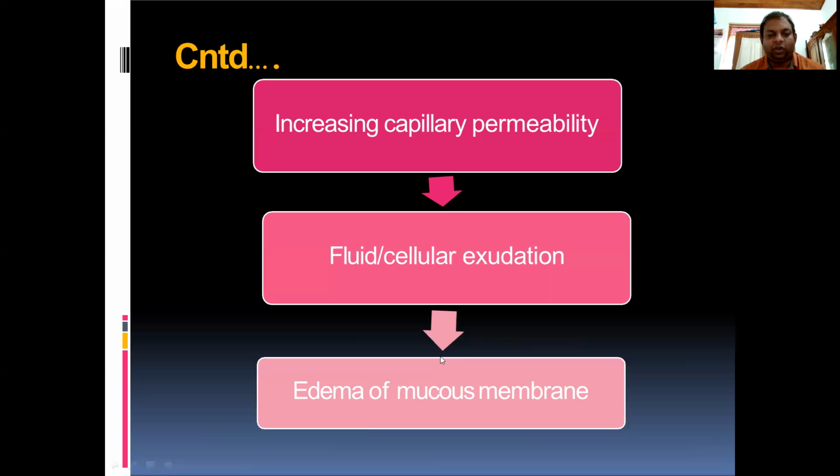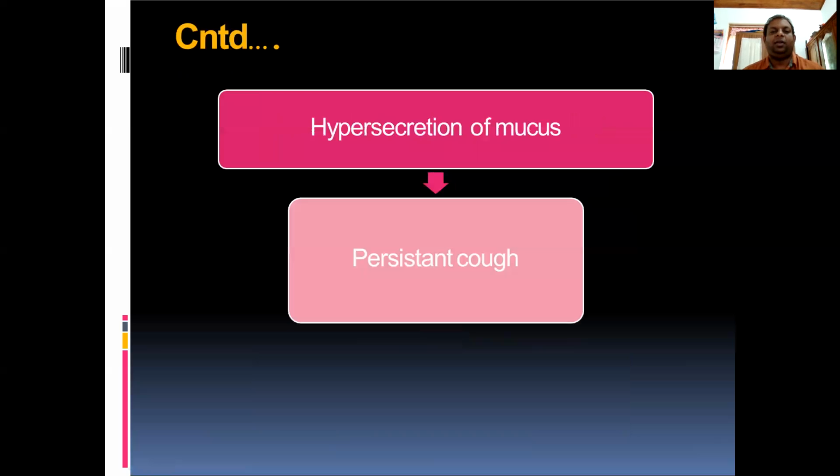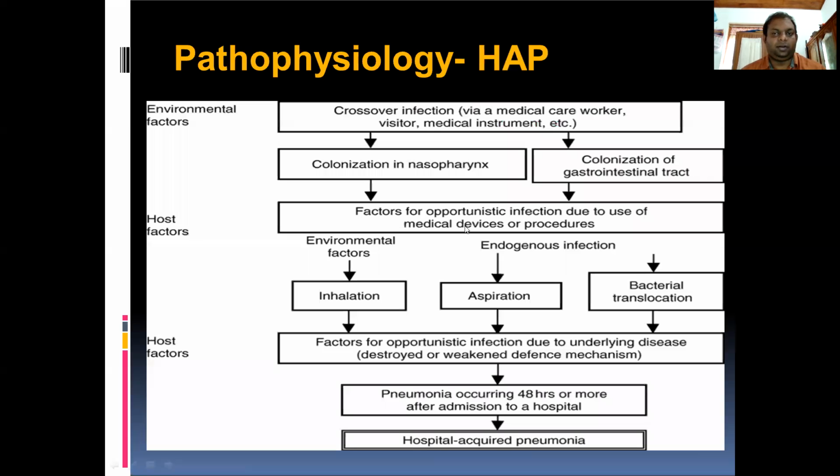Fluid, cellular exudation, edema of mucous membranes leads to hypersecretion of mucus, which leads to persistent cough. So it's there. About hospital-acquired pneumonia, here crossover infection occurs via medical care workers, visitors, or medical instruments.